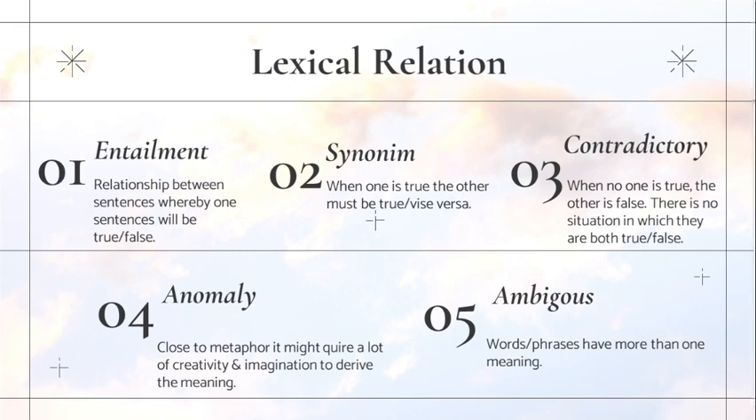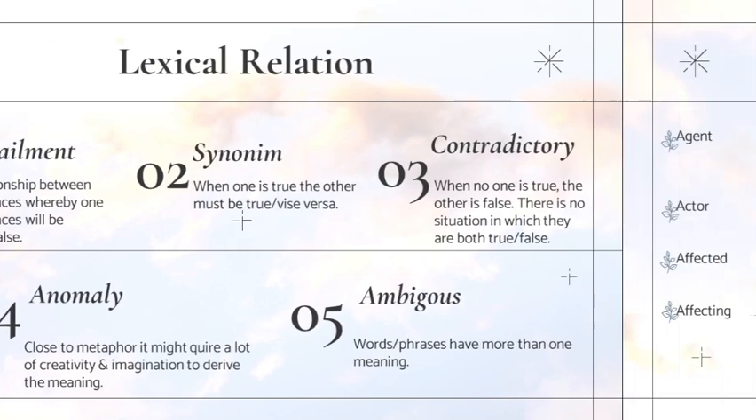And the last, ambiguous. Words or phrases that have more than one meaning. For example, the boy saw the man with the telescope. The first meaning: the boy saw a man who holds a telescope. And the second meaning: the boy saw a man by using a telescope.